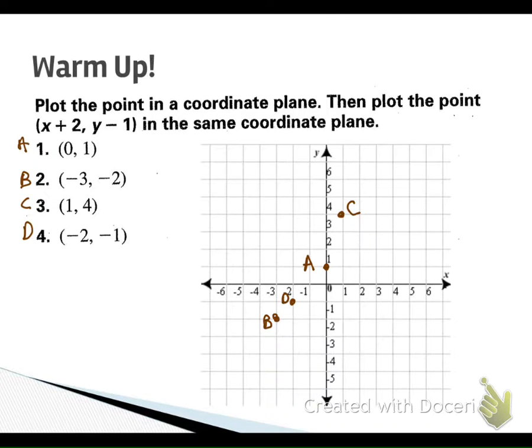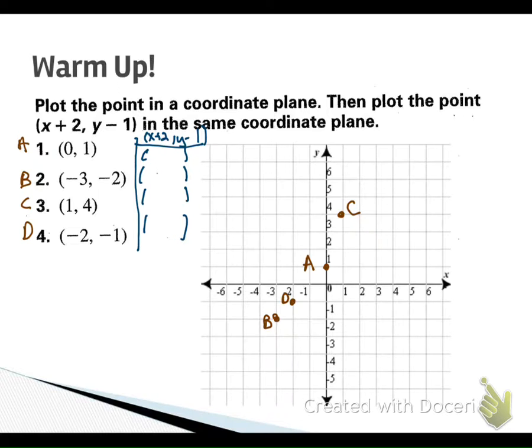So I'm going to switch my pen color. And what we're going to do is apply what is said here: x plus 2, comma, y minus 1. So I'm going to create a column over here where we are actually going to put that x plus 2, y minus 1. So let's put these little parentheses.